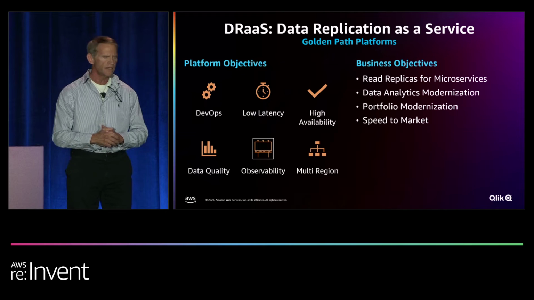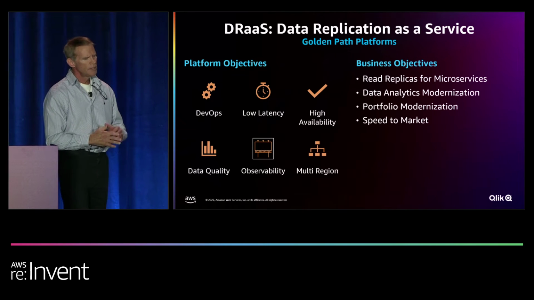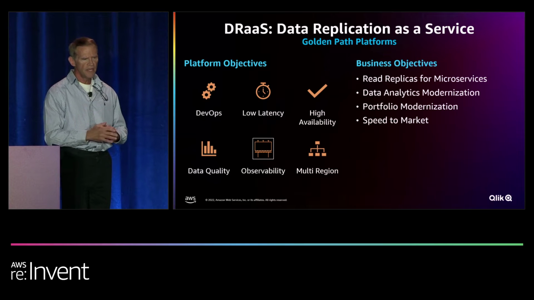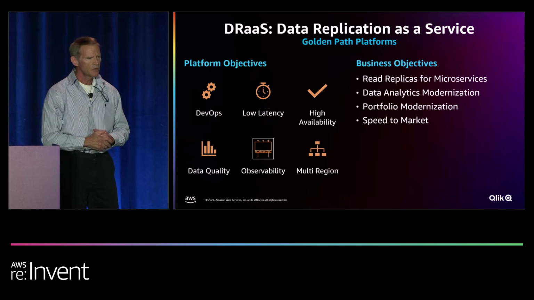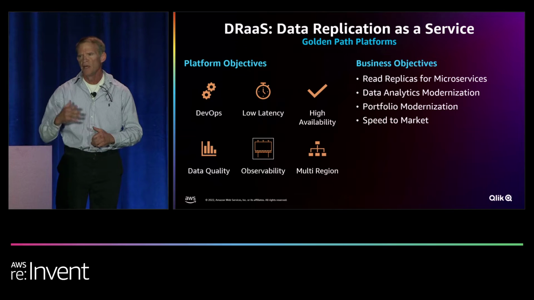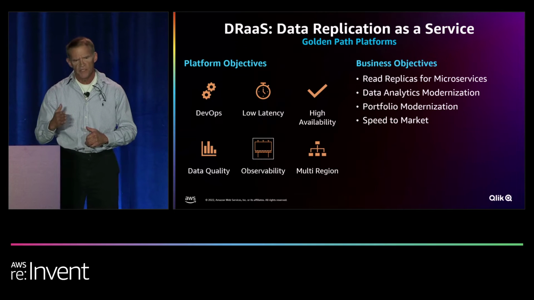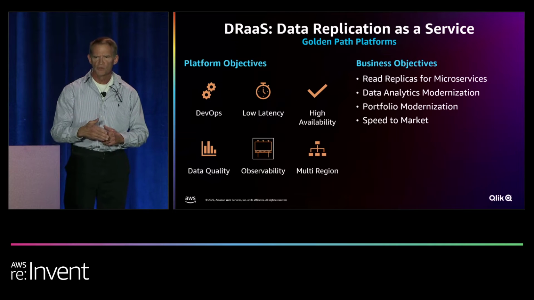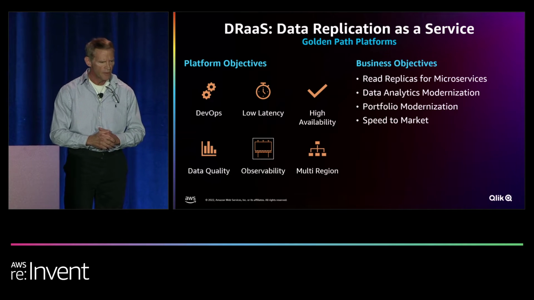Now, one of our main platform objectives up front is to provide DevOps capabilities. So it's built upon infrastructure as code. It's enabled in a CI/CD pipeline so that application teams can adopt it easily and quickly. We also want our replication platform to have low latency. We target 2 seconds and under for source to target replication.